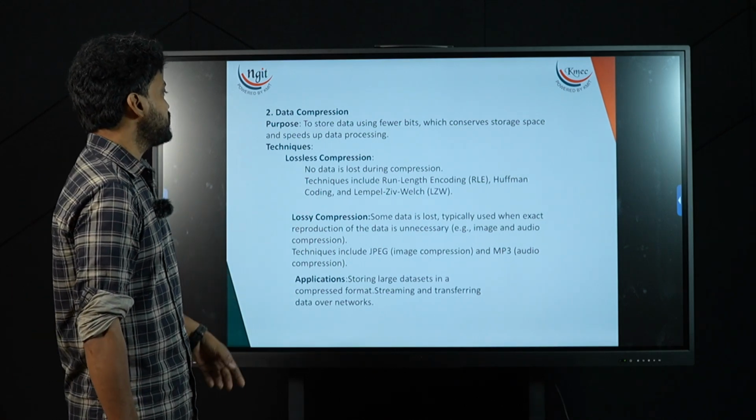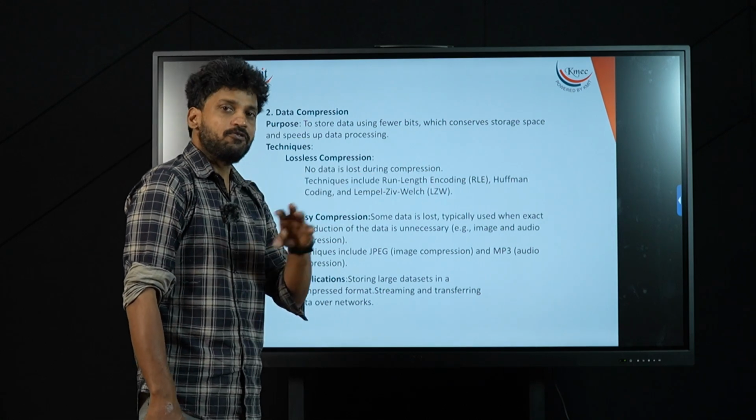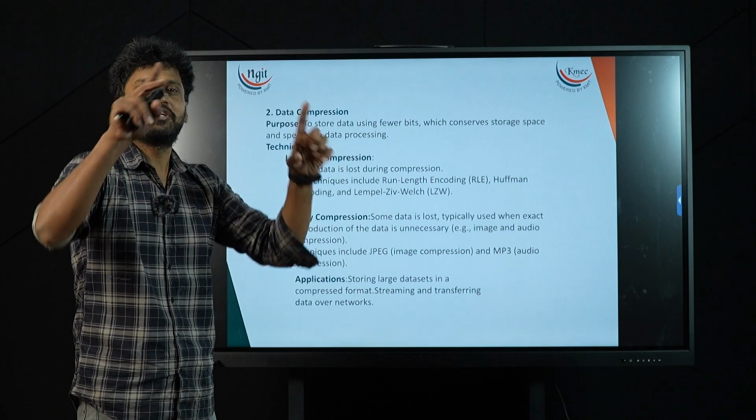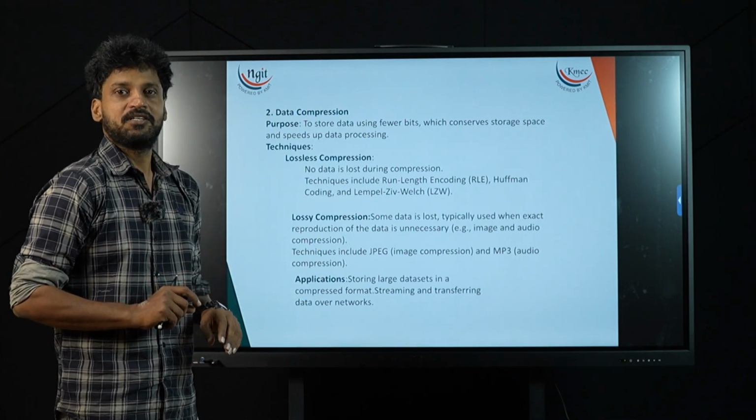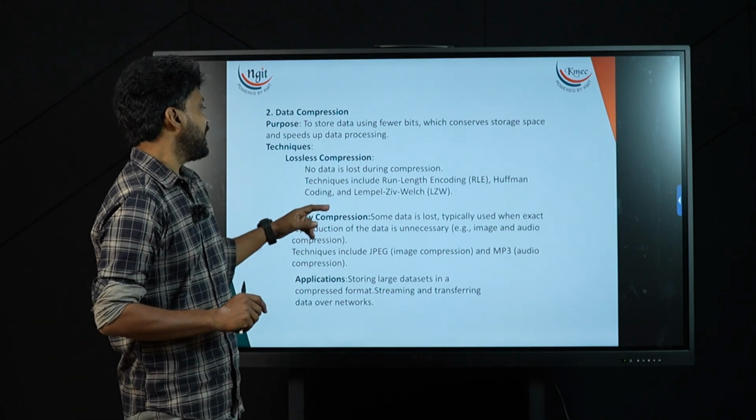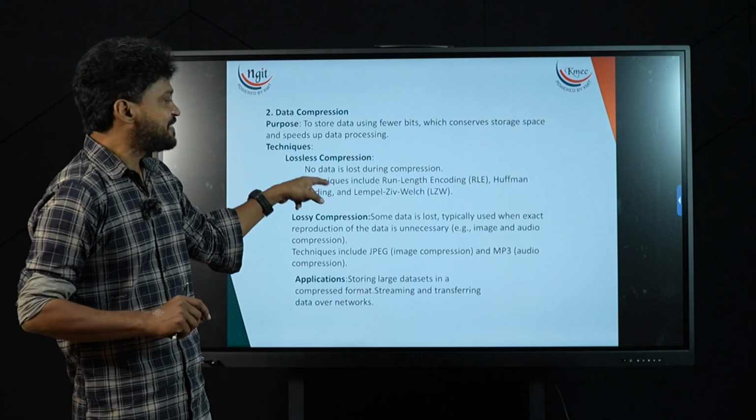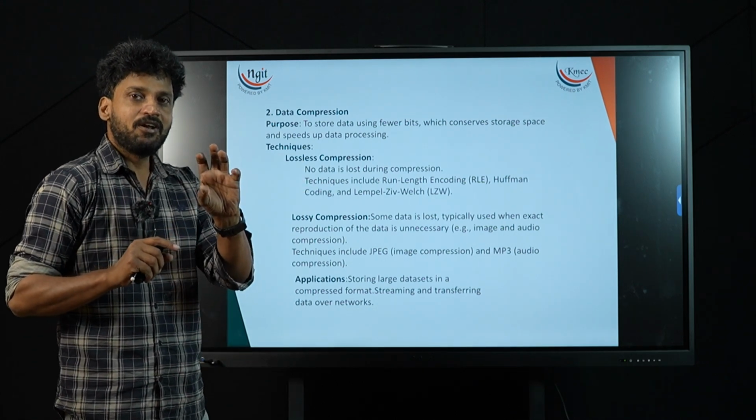There are some techniques called run length encoding, RLE. By using RLE, we'll be able to go for lossless compression. We'll be able to reduce the size of a data set, or the entire data set, without affecting the quality. Similarly, there is something called LZW, Lempel-Ziv-Welch. These techniques are used for lossless compression.